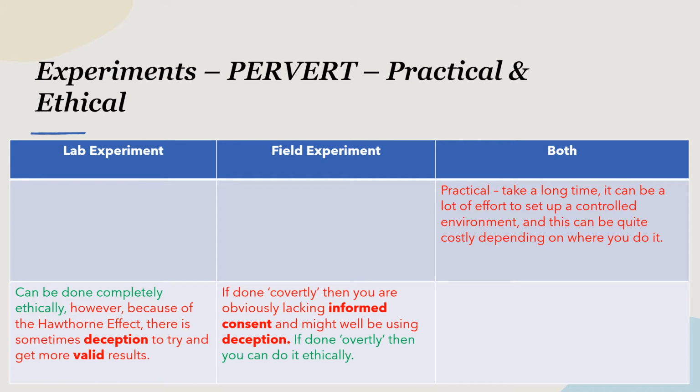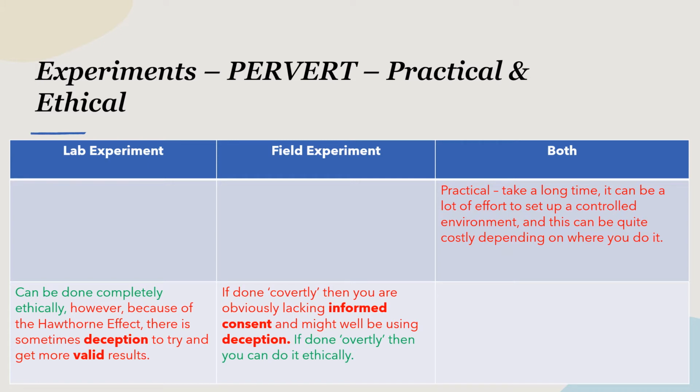I'll start talking about the practical strengths first. So whether it's field or lab, practically they're a bit weak. Okay, they take a long time to set up because remember you're trying to control every single aspect of the environment. You're trying to control all the extraneous variables to make sure it's only your IV and DV that are having an impact. So that can be quite costly and time consuming, might need a number of different resources. It obviously depends on the type of experiment and what you're studying, but that generally is considered to be impractical, both for a lab and for a field.